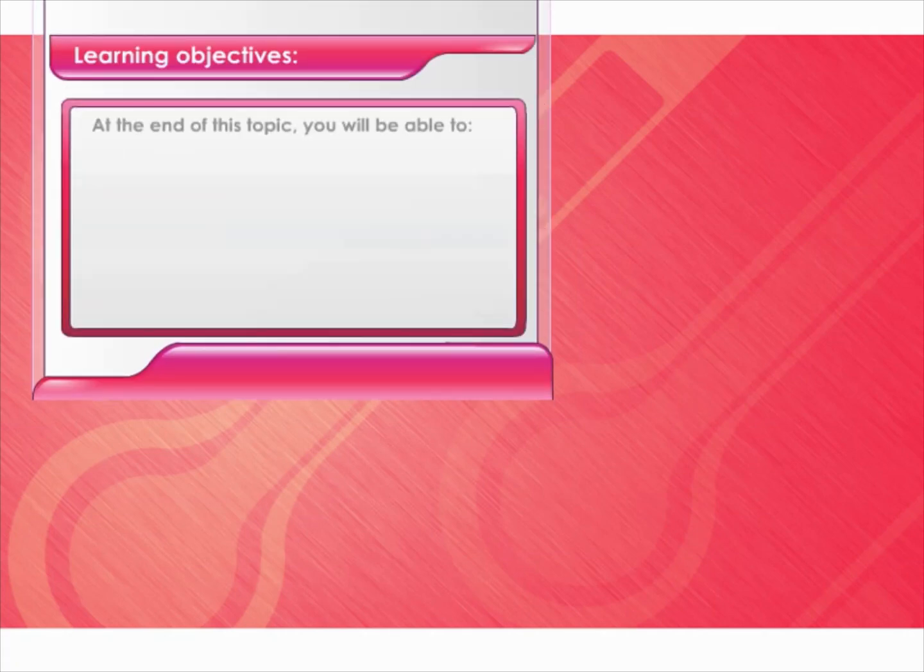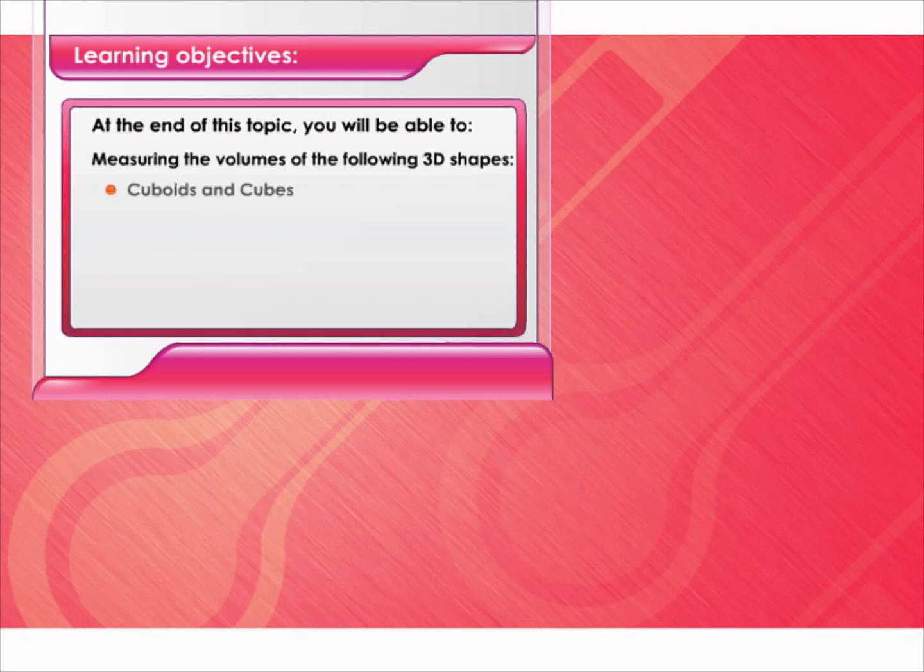Learning objectives. At the end of this topic, you will be able to measure the volumes of the following 3D shapes: cuboids and cubes, cylinder, right circular cone, and sphere.